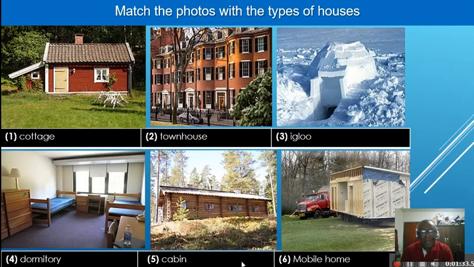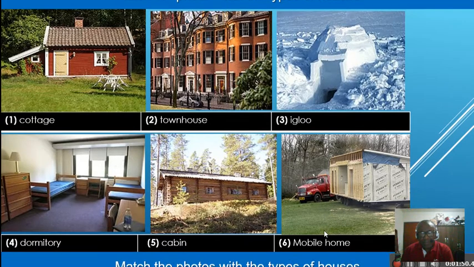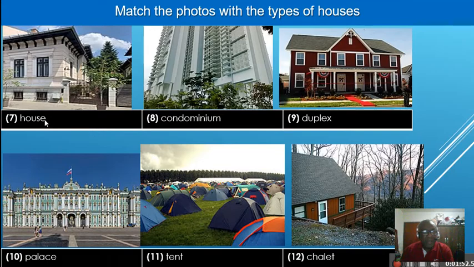And these we show them here in pictures. So this is the cottage here. This one is called the townhouse. This is igloo. And here is a dormitory, a cabin, mobile home. This is a house. This is a condominium.